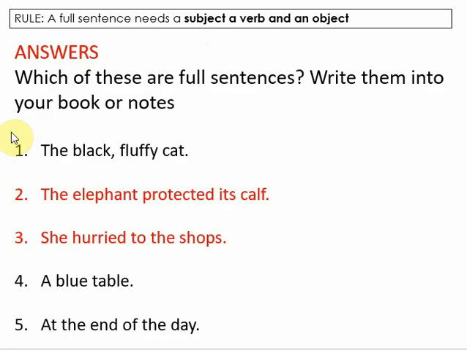Okay, answers. So, which of the 5 were full sentences? The answers were number 2 and 3, and I'll explain why. The elephant protected its calf. Elephant is the subject, protected is the action the elephant is performing, and the calf is the object, the thing that the verb is being acted upon. And number 3 was also correct. She is our subject, our verb is hurried, and the shops is the object, the thing that's being hurried to, the action being performed upon. All the rest are phrases, okay? They lack the subject or the verb.